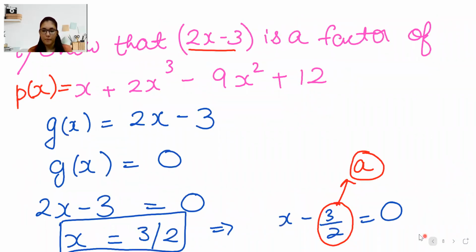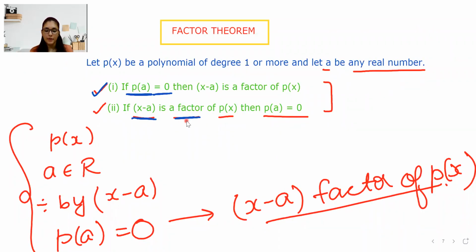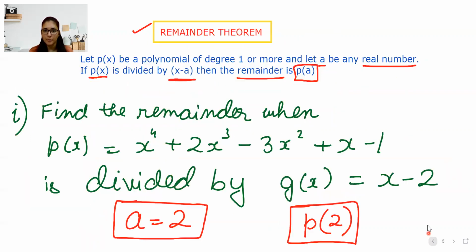Now similarly, you can make use of the second point also. That is, if x minus a is a factor of p of x, then for sure you will get the remainder as 0. And the remainder is p of a according to the remainder theorem, and p of a equals 0. So always you will get it as 0. You can make use of the factor theorem and the remainder theorem, and then you can find your factors and your remainders without doing actual division.